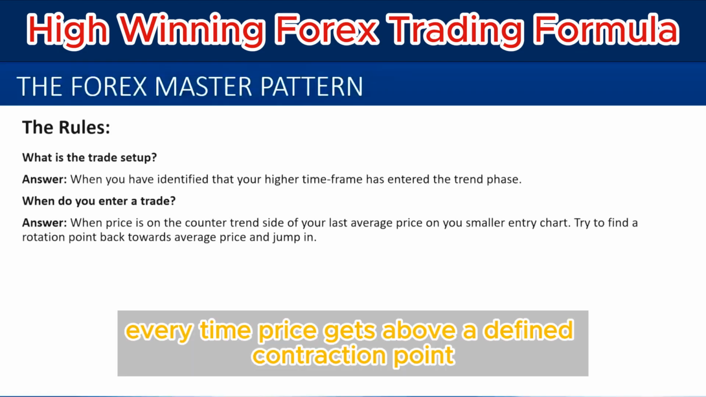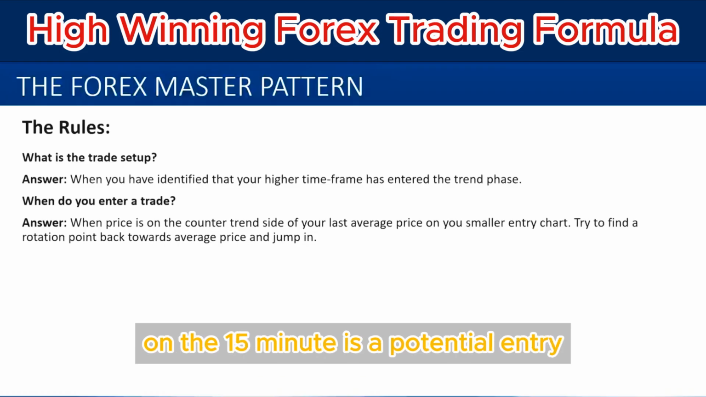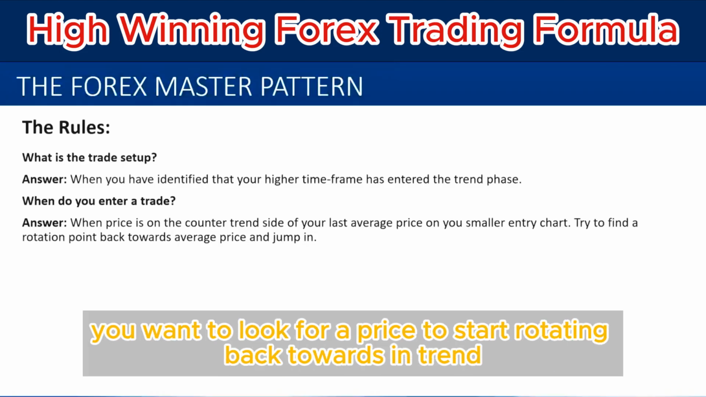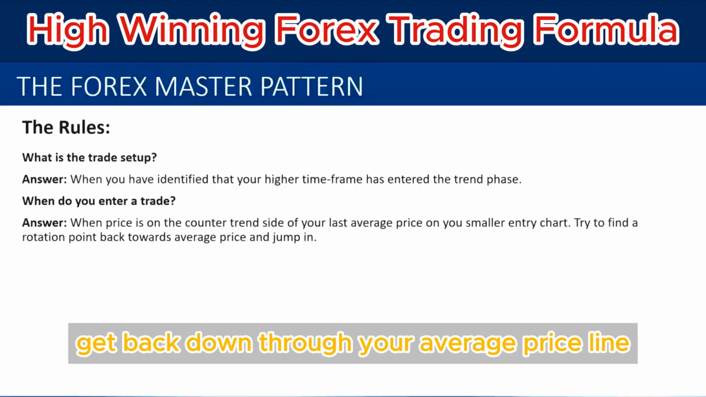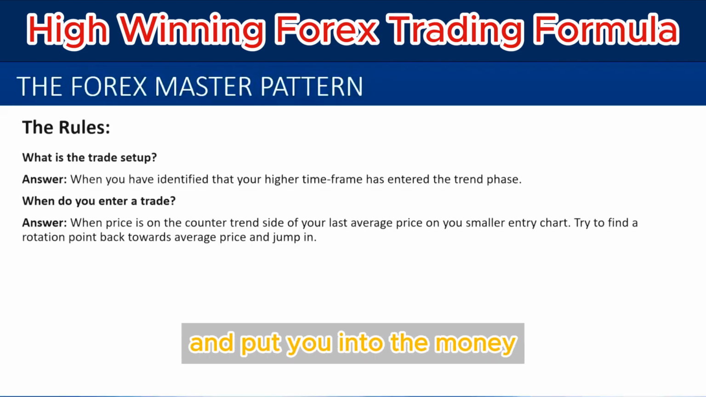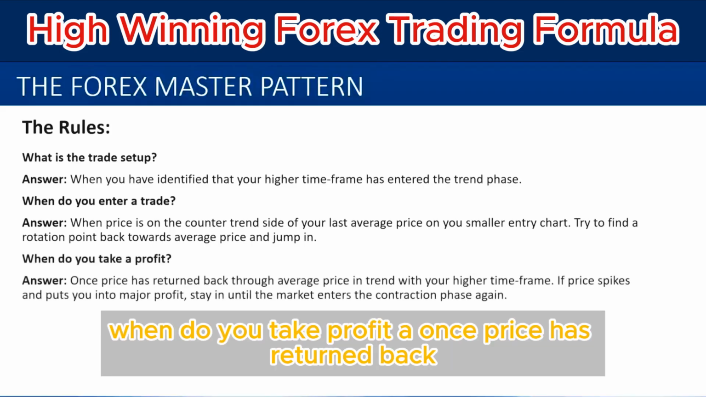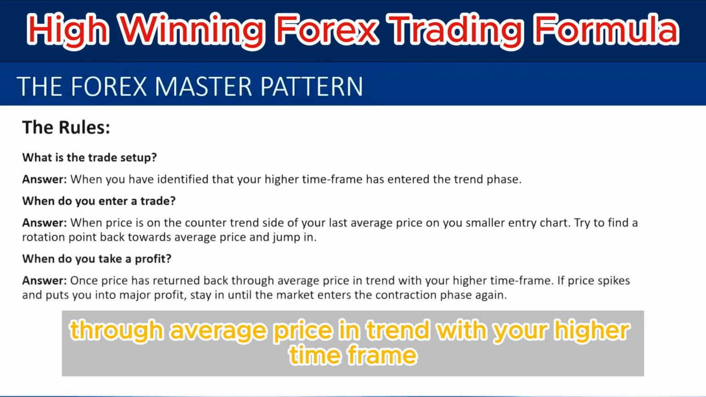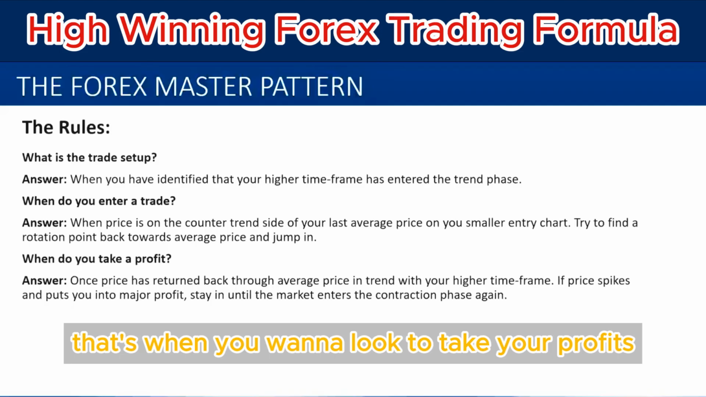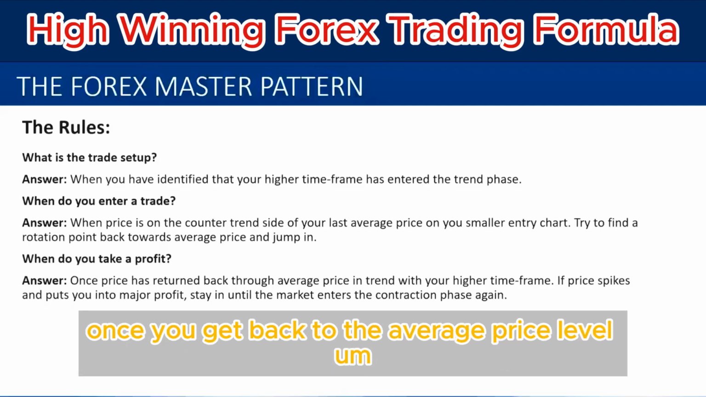Every time price gets above a defined contraction point on the 15-minute is a potential entry. You want to look for price to start rotating back in trend, get back down through your average price line, and put you into the money. When do you take profit? Once price has returned back through average price in trend with your higher time frame, that's when you want to look to take your profits once you get back to the average price level.